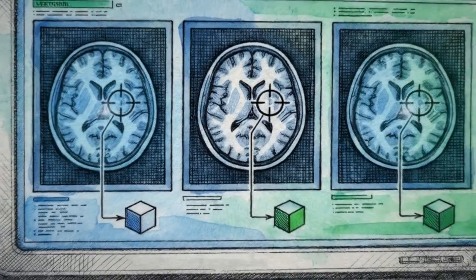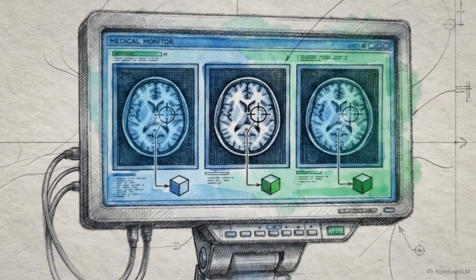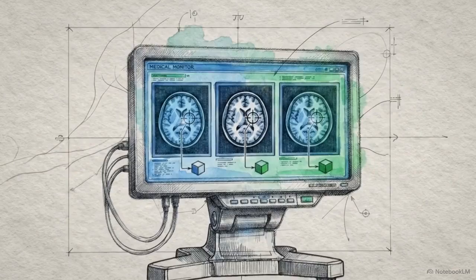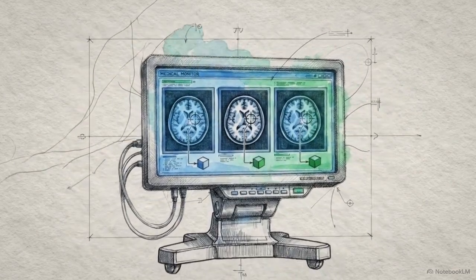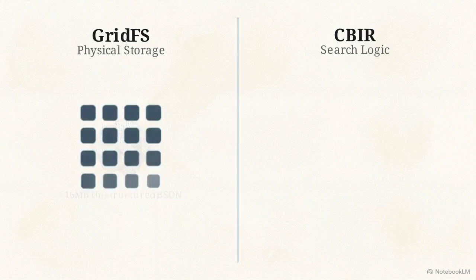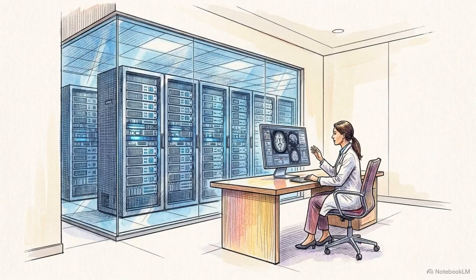The complex background process concludes in seconds as the diagnostic interface instantly displays matching historical MRI scans side by side for vital clinical comparison. The process relies on two core pillars: GridFS to distribute the physical weight of the files, and CBIR to map the visual logic. This powerful dual architecture allows front-end diagnostic tools to operate with minimal latency, entirely masking the massive back-end computational load.